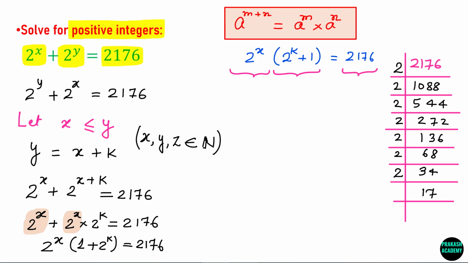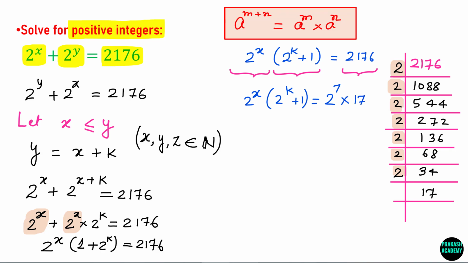So how many 2s do you have? 1, 2, 3, 4, 5, 6, 7. 7 twos. So this means now I can write this expression as 2 raised to the power x times 2 raised to the power k plus 1 is equal to 2 raised to the power 7 multiplied by 17.